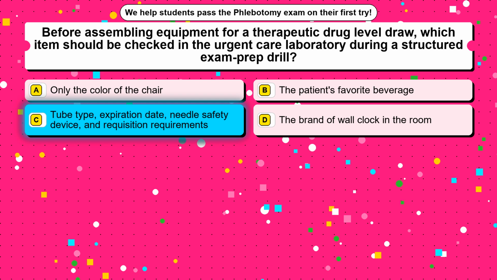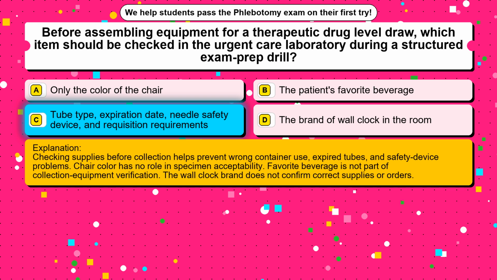The correct answer is option C. Tube type, expiration date, needle safety device, and requisition requirements. Checking supplies before collection helps prevent wrong container use, expired tubes, and safety device problems. Chair color has no role in specimen acceptability. Favorite beverage is not part of collection equipment verification. The wall clock brand does not confirm correct supplies or orders.